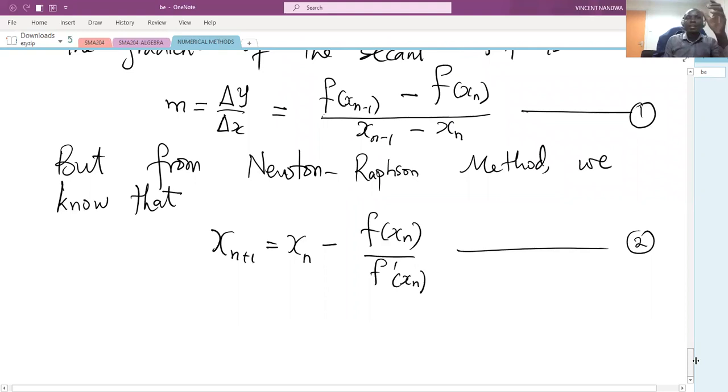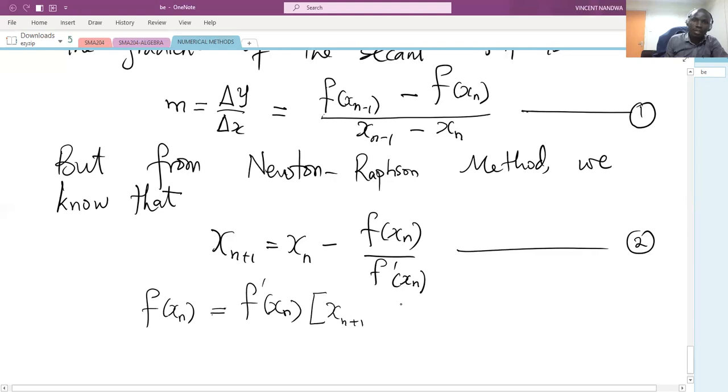So remember, the derivative is the change in y over change in x, which is the same as the gradient. So let's make the derivative the subject of the formula in this case. This means that f of xn equals f prime of xn times xn plus 1 minus xn. And then there's a negative sign here.